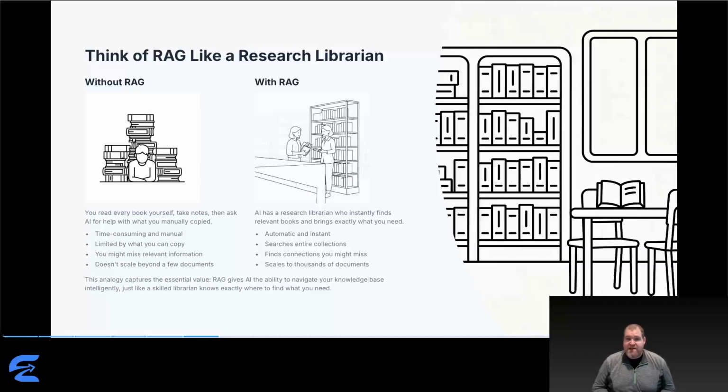With RAG, it's completely different. The AI has a research librarian. You ask your question, and that librarian instantly knows which books to pull, finds the exact relevant sections, and brings them directly to the AI. It's automatic, it's fast, it searches your entire collection simultaneously, and it often finds connections you wouldn't have thought to look for. That's the fundamental value proposition. RAG gives AI the ability to navigate your knowledge base intelligently, just like a skilled librarian knows where to find what you need.